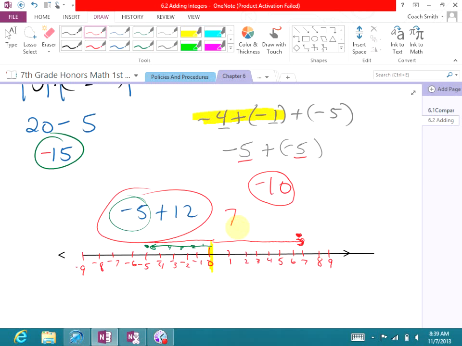All right? So that's another way to look at it. Negative, somebody's taking money from you. Positive, somebody's giving you money. Okay? And so that's another way to look at it. All right, now, everybody go to the board.